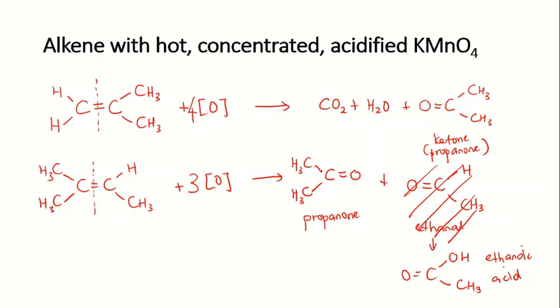So after you have solved your question and found the answer, please check again. If you find any C bonded to hydrogen, then you might want to reconsider your answer and check again which part went wrong. So that will be predicting products in the reaction of alkenes with hot concentrated acidified KMnO4.